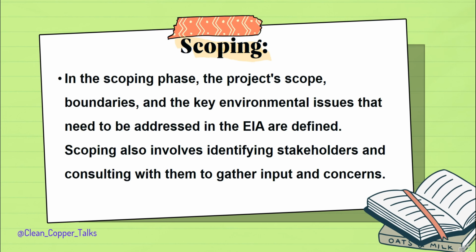After screening, suppose an industry is found to require EIA, that it produces pollution in considerable amount, then EIA is required. So the second step is scoping. Scoping means defining all the terms, all the boundary conditions over which the environmental impact assessment for that particular project has to be carried out. It involves identifying the stakeholders and consulting with them to gather input and concerns.